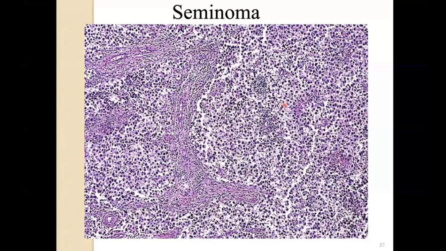So here we have seminoma, and here we have syncytiotrophoblast, and you know this is one component of the placenta. So meaning this person has developed a choriocarcinoma, because syncytiotrophoblast and trophoblast are components of the placenta.